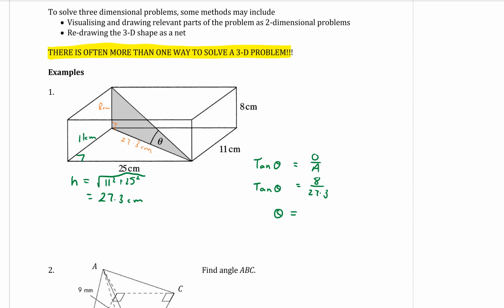Do you want to try that? Type it in. What do you get? 16.33. Let's do it to the nearest minute. So press the bubble button. 16.20. Yes, good. 16 degrees and 20, and that's been rounded to the nearest minute.